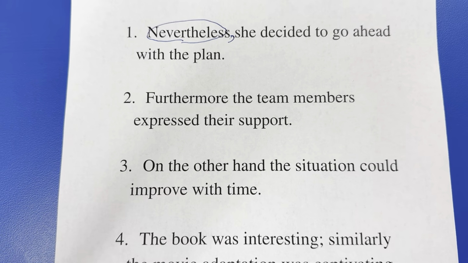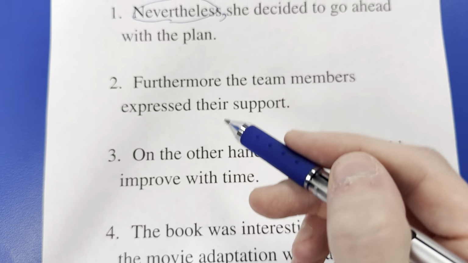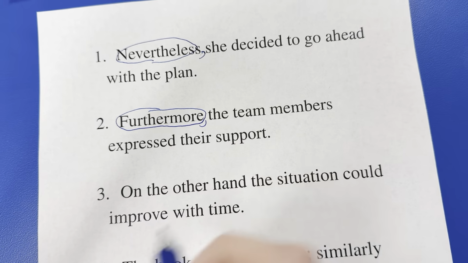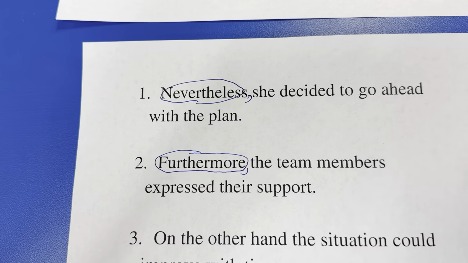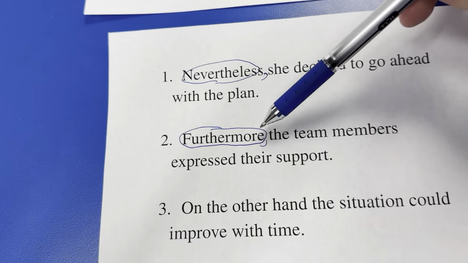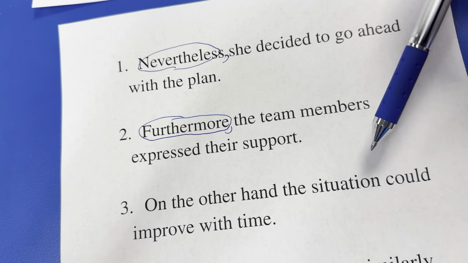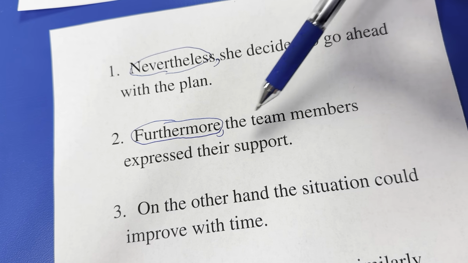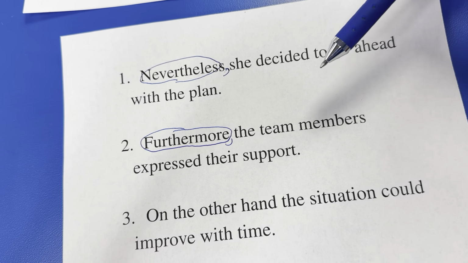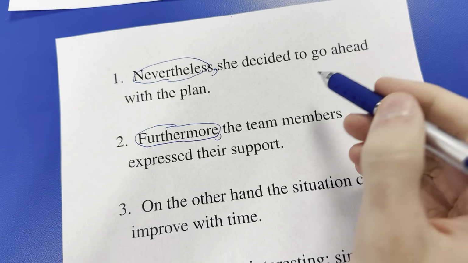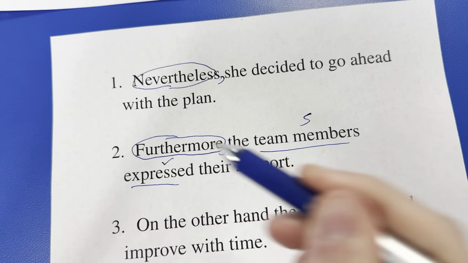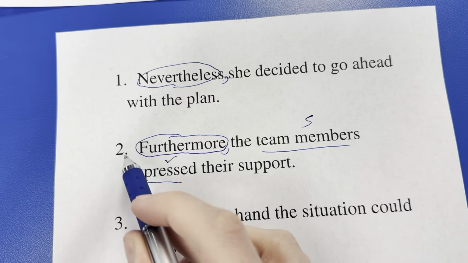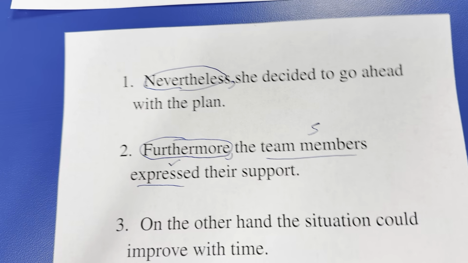Furthermore, the team members expressed their support. Transition words happen at the beginning of a sentence or the beginning of an independent clause. Also, technically, if we were to get rid of the transition word, the rest should just be an independent clause. So if I got rid of furthermore and just said, the team members expressed their support, that works. Team members would be the subject, expressed would be the verb. But the transition word is usually providing more information, so we like the transition word.